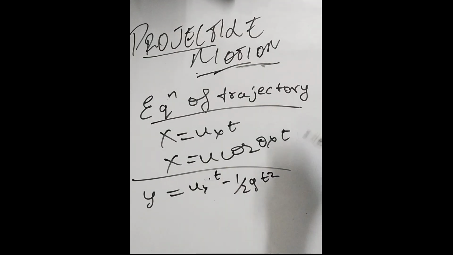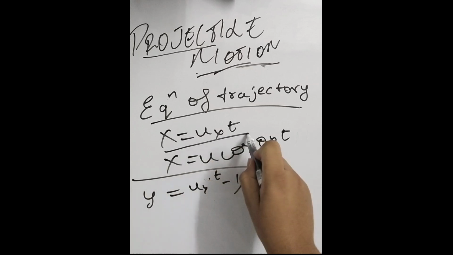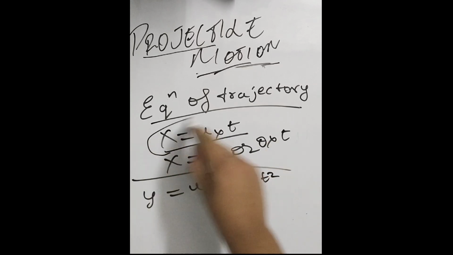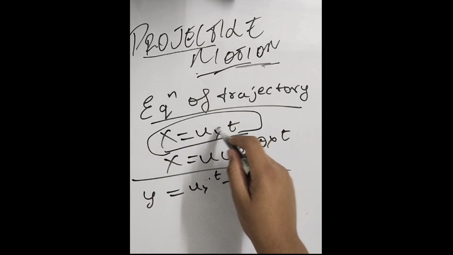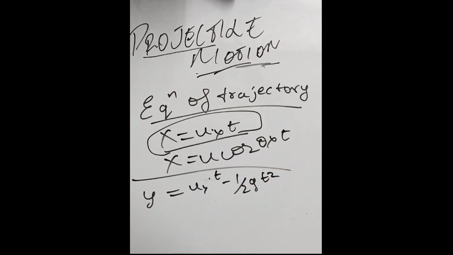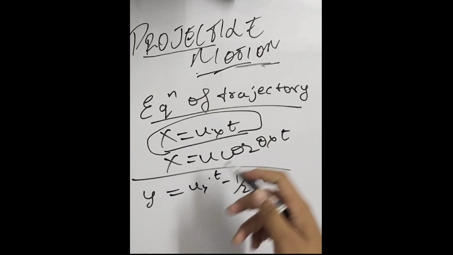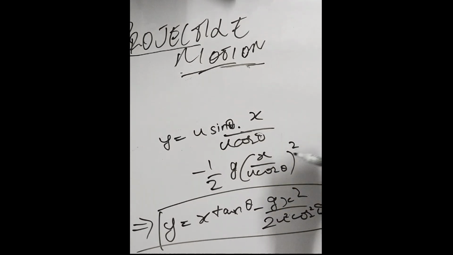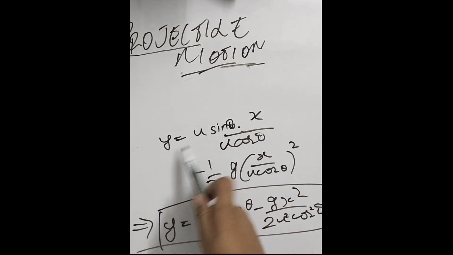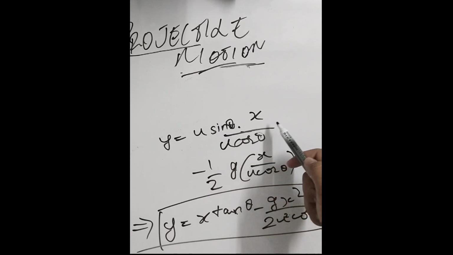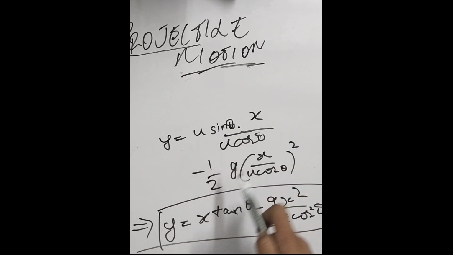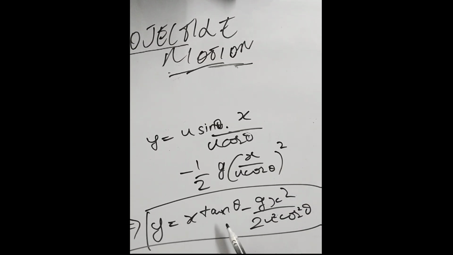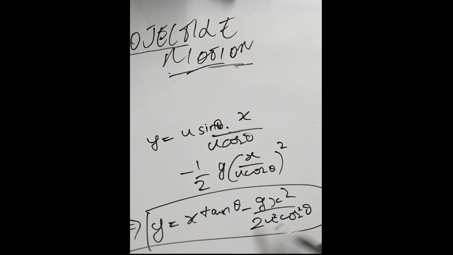Now, how can we do this? Using the previous things, you might realize that x is simply ux into t. Ux is simply the x component of velocity. So we can also represent that x is equal to u cos theta multiplied by time, and we also know that y is uy t minus half gt square. Now when you simplify and remove time, you get y is equal to u sin theta by u cos theta into x minus half g into x by u cos theta the whole square, and you will get the final answer as y is equal to x tan theta minus g x square by 2 u square cos square theta.